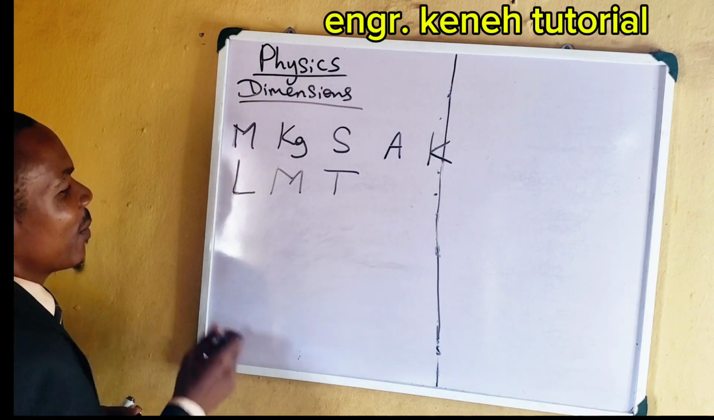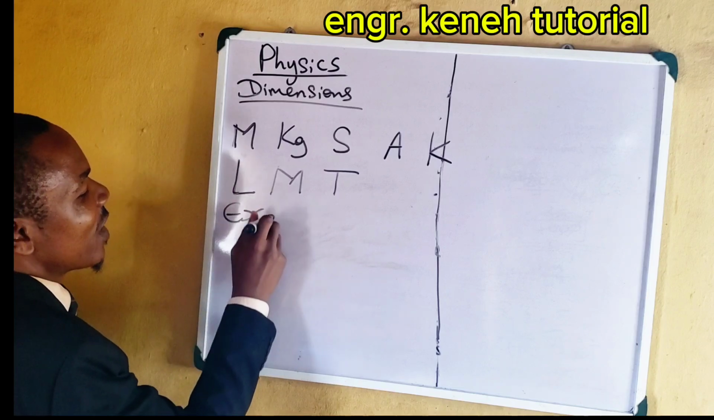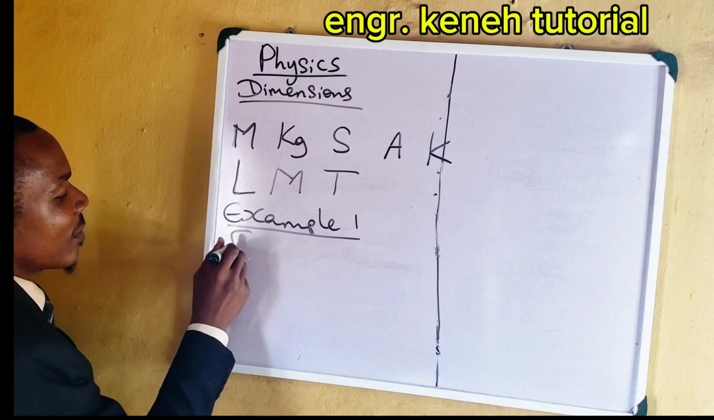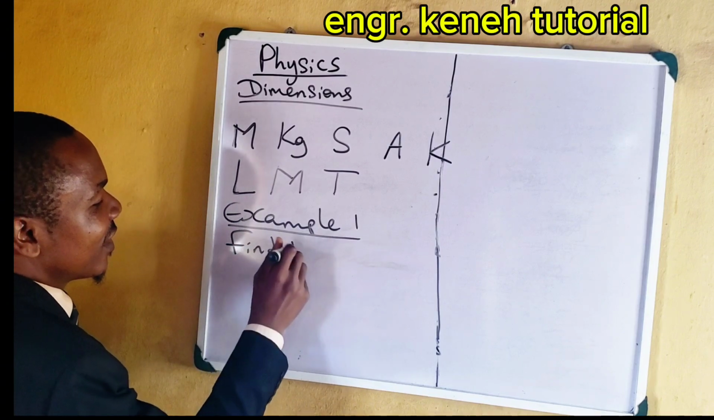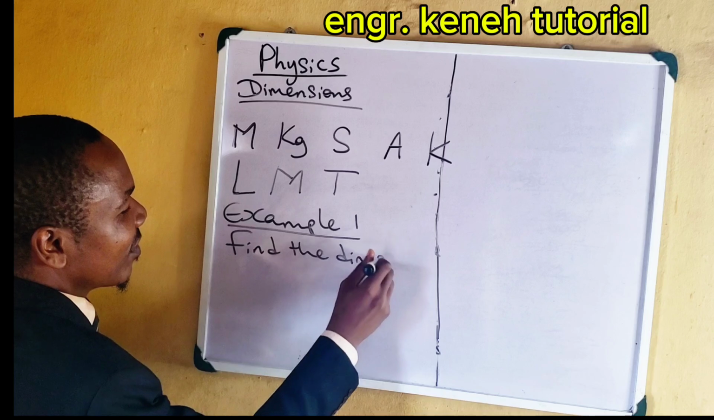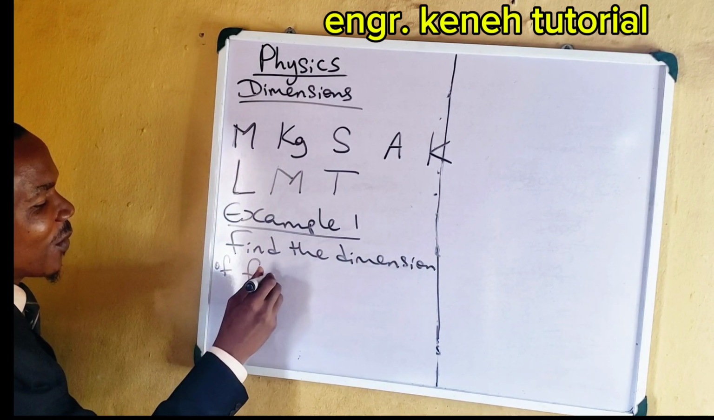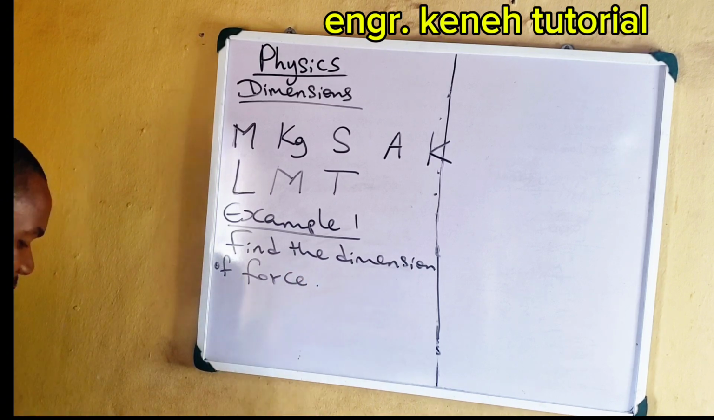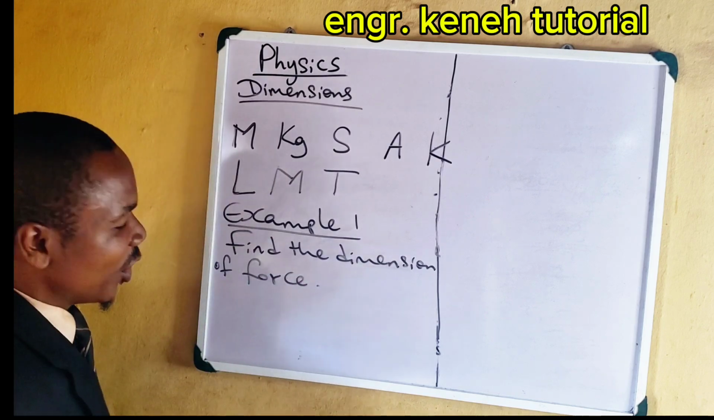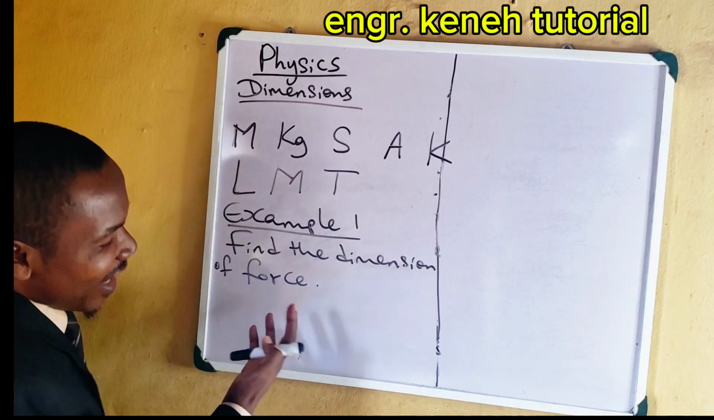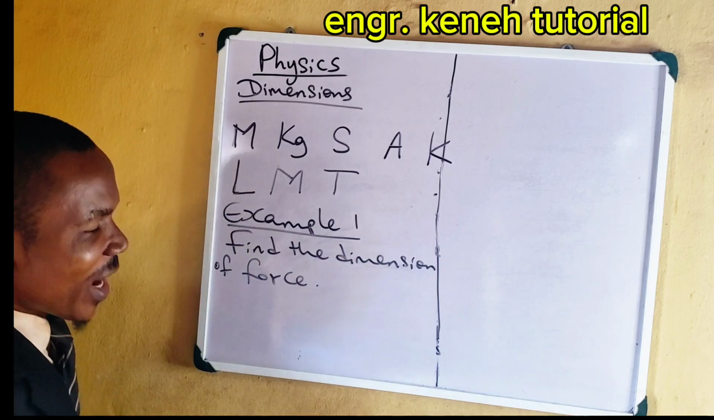All right, let me give you an example so that you understand what I'm talking about. Example one: find the dimension of force. How do we find the dimension of force? First of all, you ask yourself, what does this force contain? Force is not a fundamental quantity. Force is a derived quantity. You ask yourself, where is it derived from?